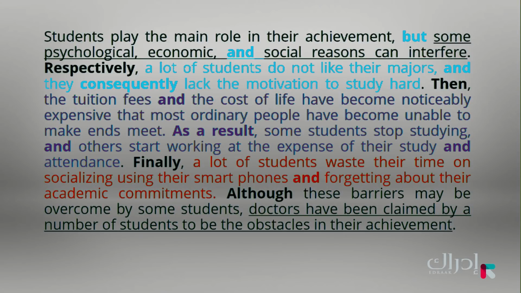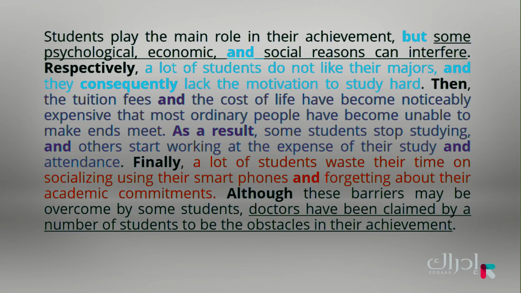Then we have the signal word "but," which indicates change. The expected change should affect the main role of the students in their achievement. The change is underlined, as can be seen. It is the interference of 3 reasons: psychological, economic, and social. In the underlined change, "and" is used to connect the last item in a series.